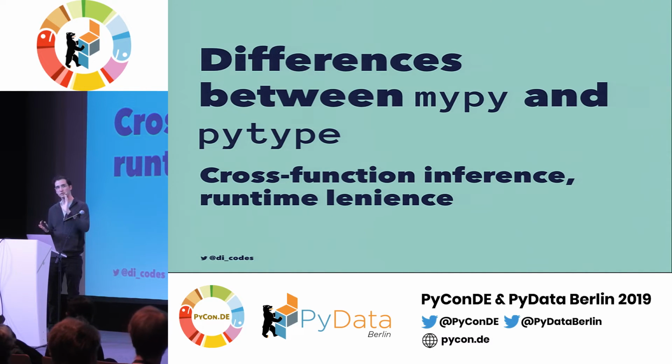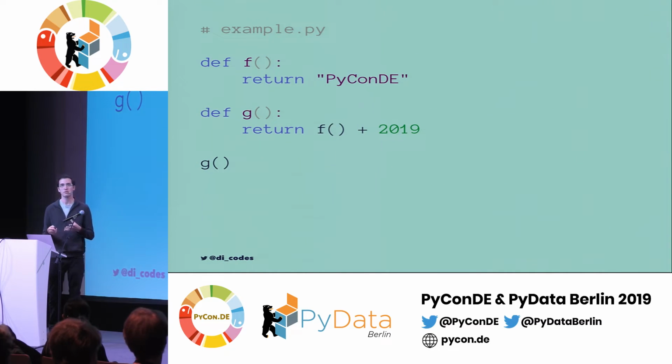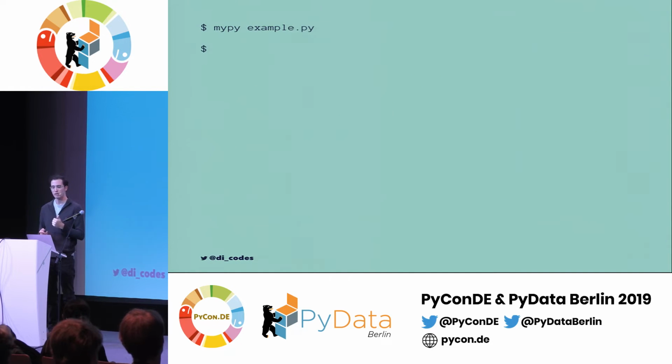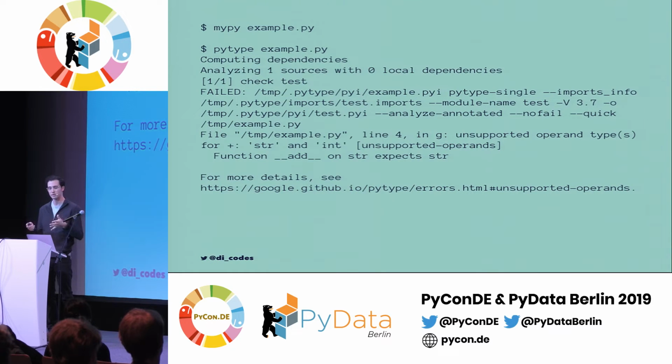And I'll talk about two things, cross-function inference and runtime lenience. So basically, the difference in philosophy is that PyType will never raise a type error if it's not actually going to produce a runtime error. And here's an example. If I define these two functions, one returns a string, the other calls the first function and tries to add an integer to it. If I try to run this, I get a type error, right? You can't do this. However, if you run this through MyPy, it does nothing. It can't actually infer the types between multiple functions, so it doesn't say that anything's wrong here. But PyType will say, yeah, I see that that's going to raise a runtime error, and you probably actually think that you're using that wrong, right?